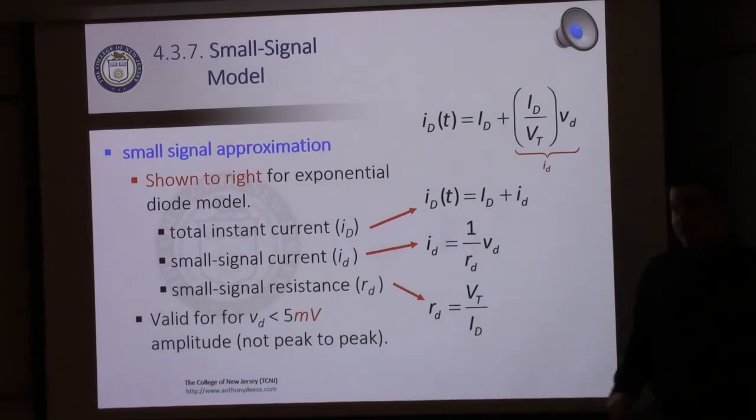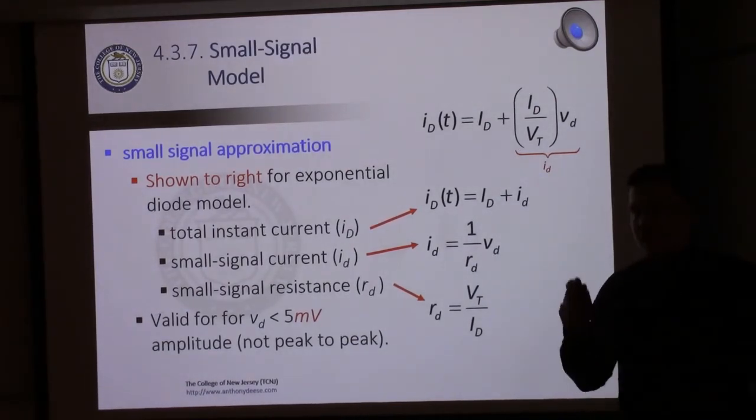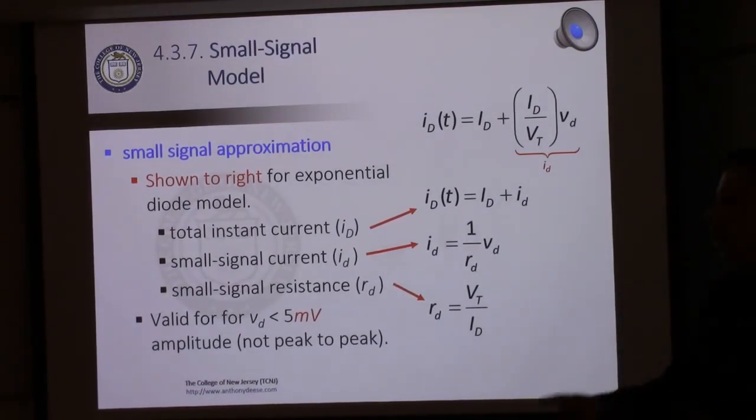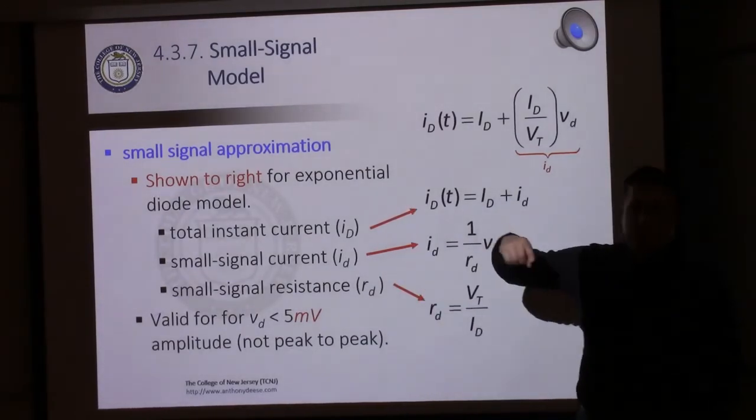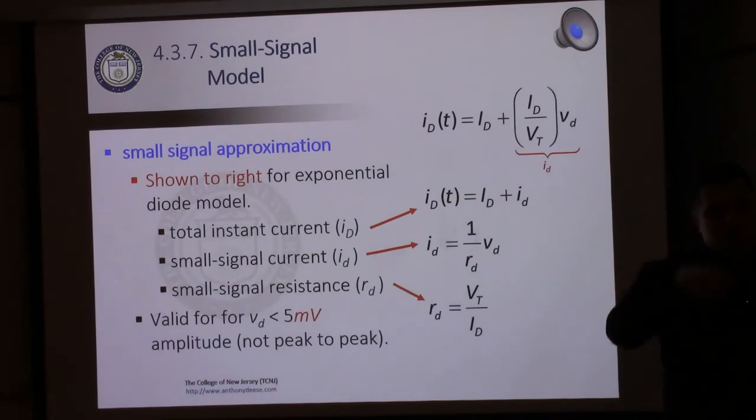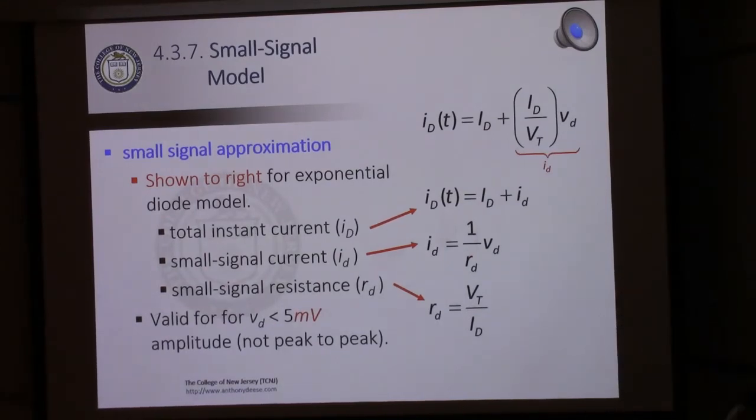Now how are we going to come up with big I, big D, the static value of ID? We are going to come up with that by solving the quote-unquote other circuit. Remember, we split it up into two pieces. We first have to solve the static circuit, and then we'll solve the time varying.